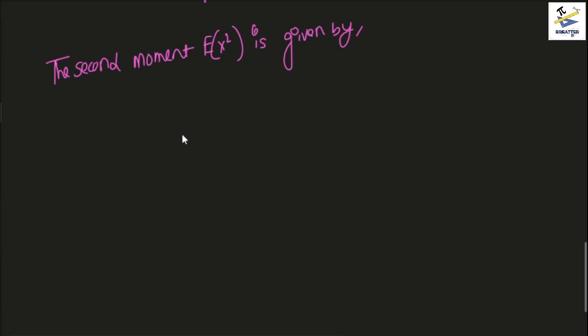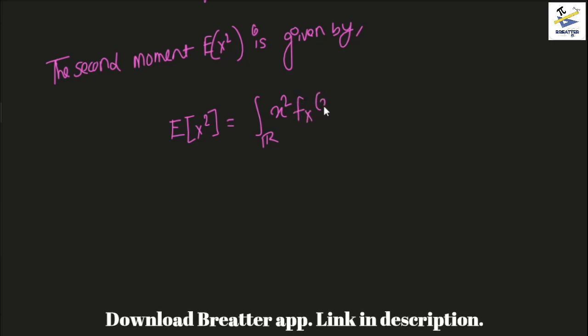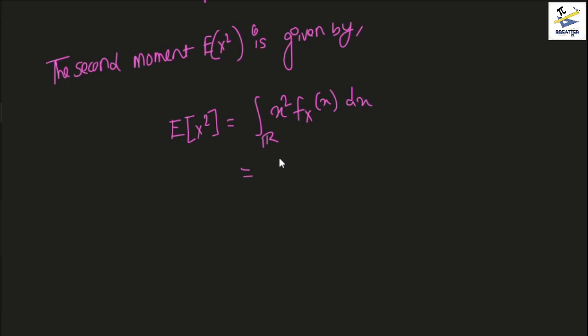So it is given by x square into f of x dx. Now obviously this x square into f of x dx, the limits are from minus infinity to plus infinity. And as we have seen before, since the region of integration is 0 to infinity, this basically means we are integrating over 0 to infinity, because the other part would be 0.